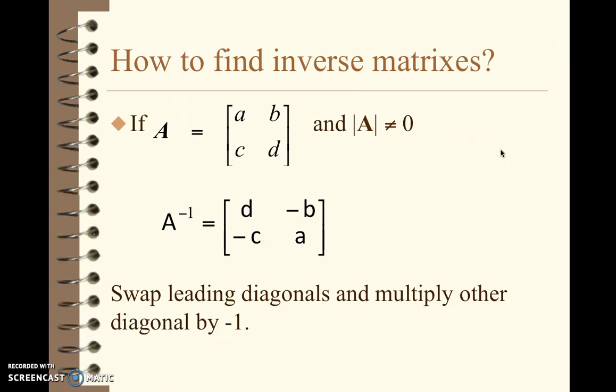so be really careful about that. Okay, now to find the inverse of a matrix. If A equals a, b, c, d, and we want to find the inverse of that matrix, what we do is we swap the leading diagonals. So let's swap d with a, and we're going to make our other diagonal multiplied by negative 1. So we're going to go negative 1 times b, negative 1 times c. So we end up with, see here, d and a are swapped, and b and c have been multiplied by negative 1, giving us negative b and negative c.